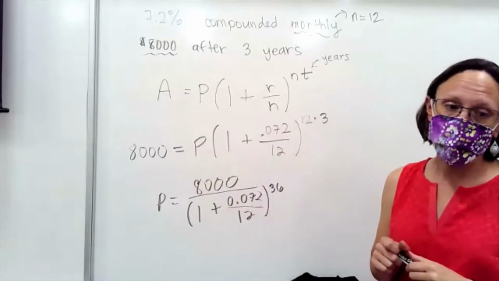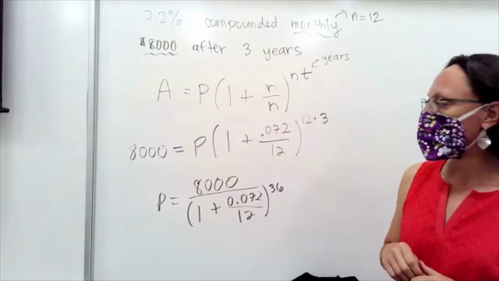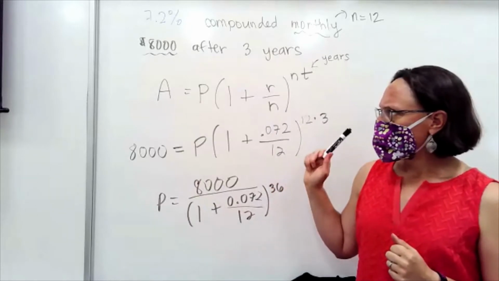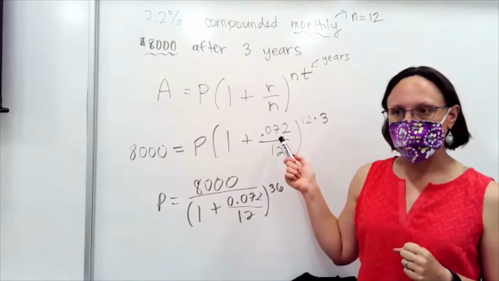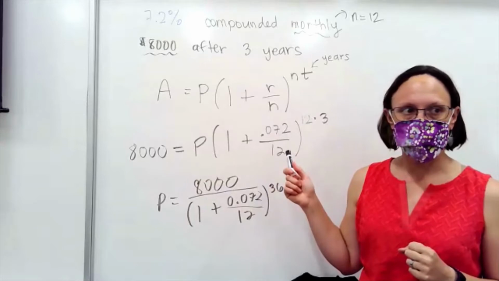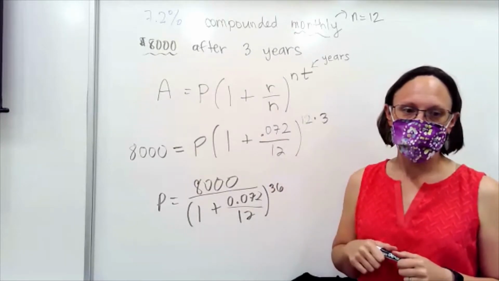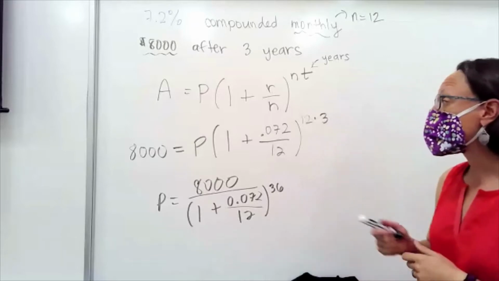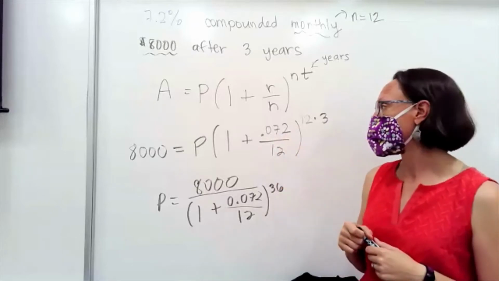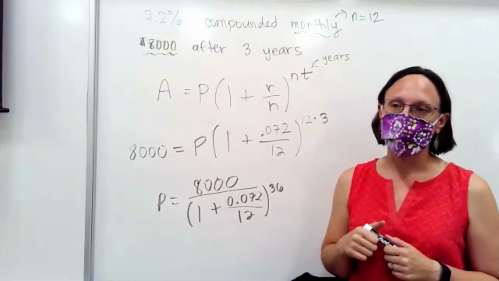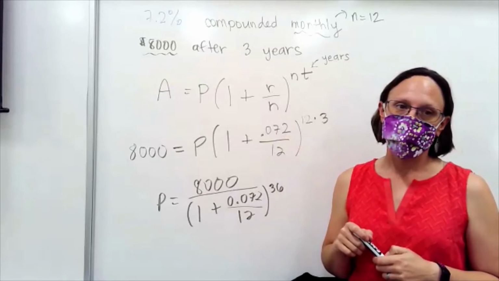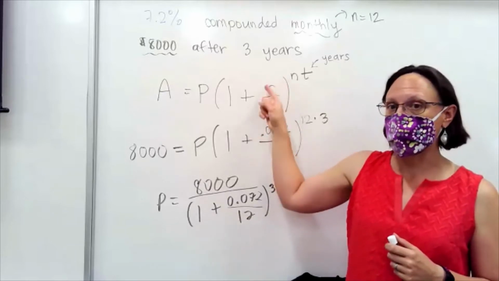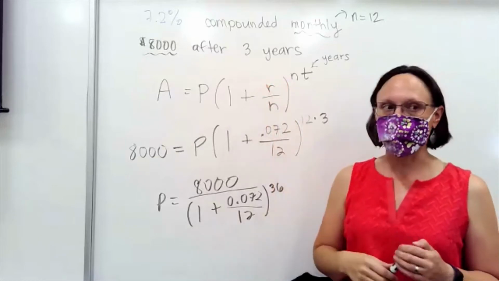So, more questions on this. There's a question about the rate and whether I should have moved the decimal point over or not. Thoughts? So should this have been 7.2 divided by 12 instead of 0.072 divided by 12? The question is, in the formula, does the rate already account for it being a percentage?